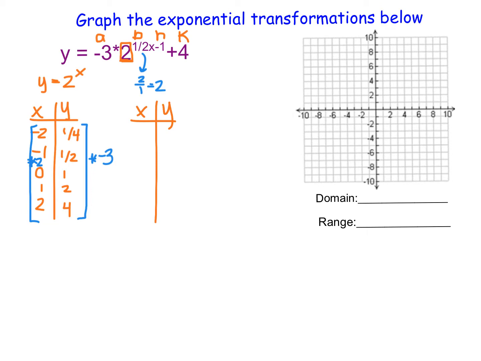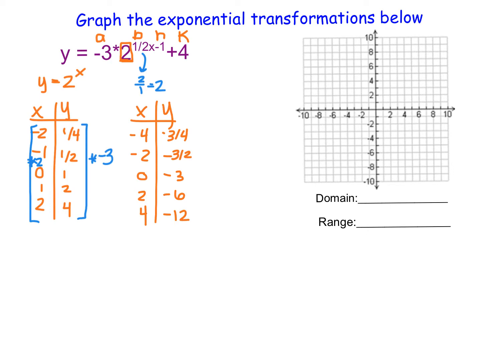what I notice here is that my X values become -4, -2, 0, 2, and 4, and my Y values become -3/4 or -0.75. Then we have -3/2, which is -1.5. Then we have -3, -6, and -12.